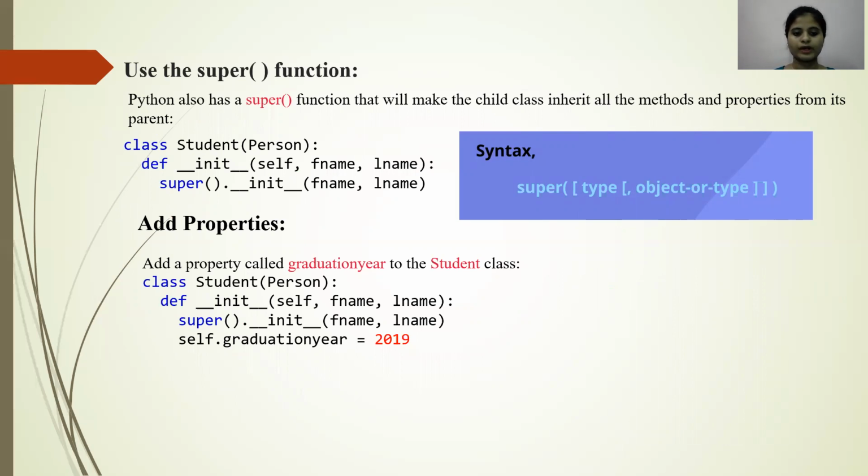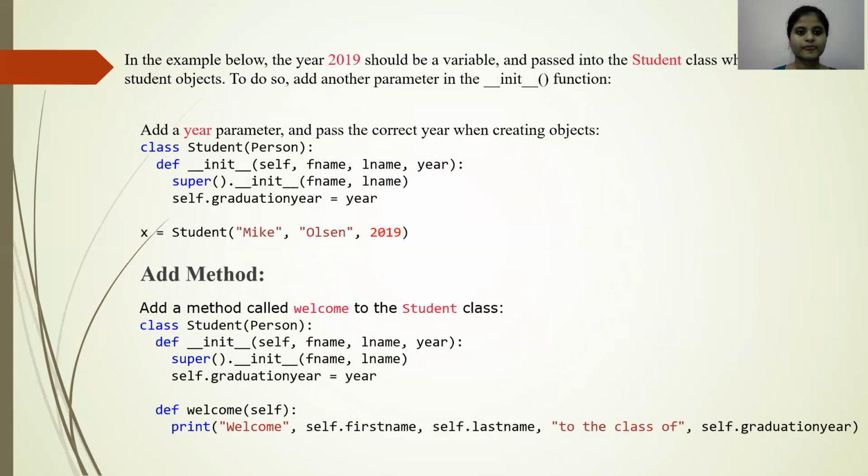Add a property called graduation year to the Student class. In this example, 2019, the year should be a variable and is passed on to the Student class with student subjects. To do so, add another parameter in the init function. Add a year parameter and pass the correct year when creating objects.